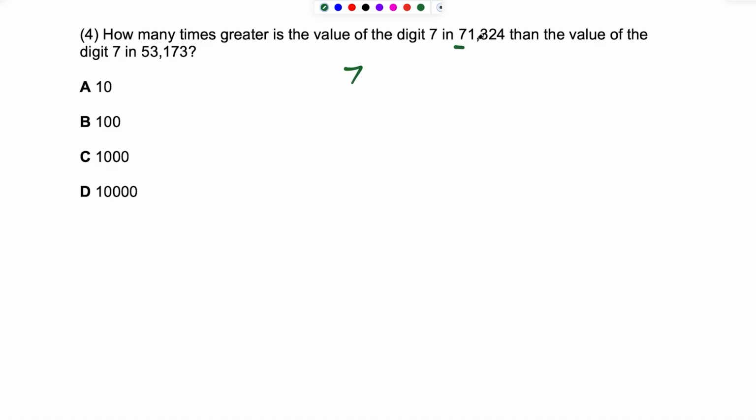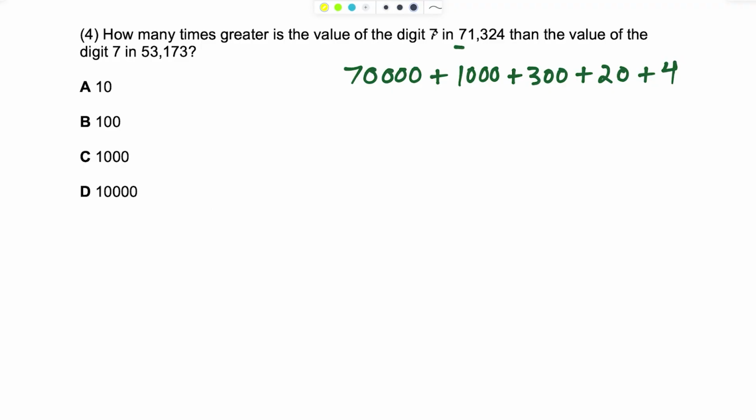If I had to write this number here in expanded form, this would be 70,000 plus we have a 1 in the thousands place, so that'd be plus 1,000, plus a 3 in the hundreds place means 300, and then plus a 2 in the tens means 20, plus a 4 in the ones means plus 4 at the end. Okay, so the value of the digit 7 in the first number is 70,000.